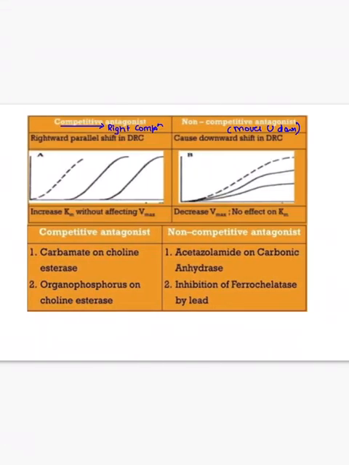Now coming on to competitive antagonist and non-competitive antagonist. So remember, in competition, in order to sustain, you need to work hard. So there is a rightward shift in the competition. Example is carbamates on cholinesterase, that is competitive. Organophosphate on cholinesterase, how will you remember? Competition. Carbamates on choline, organophosphorus on choline. I think you can remember like this.